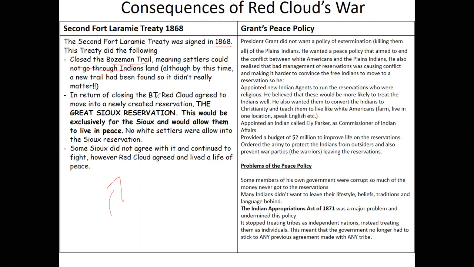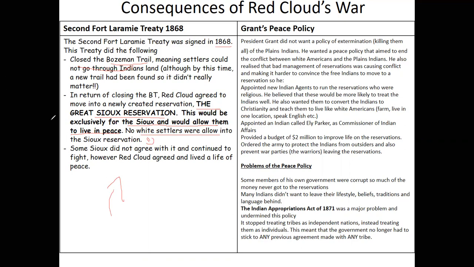In return for closing the Bozeman Trail, Red Cloud agreed to move into a newly created reservation, the Great Sioux Reservation. This would be exclusively for the Sioux and would allow them to live in peace. No white settlers were allowed into the reservation. That's going to be very positive. You can explain why that would help them live their life and develop that a bit further.